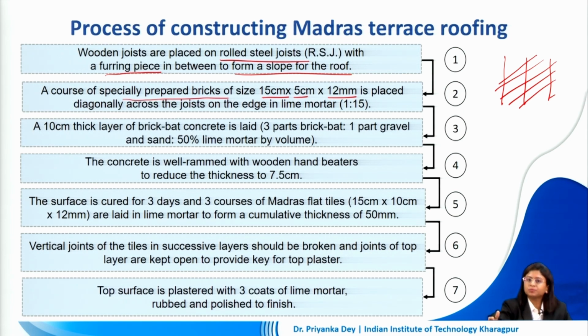A 10 centimeter thick layer of brick bat concrete is laid finally. So, 3 parts brick bat, 1 part gravel and sand, 50% lime mortar by volume. We will place a thick layer of this brick bat concrete, about 10 centimeter in thickness, on top of this special course of bricks.